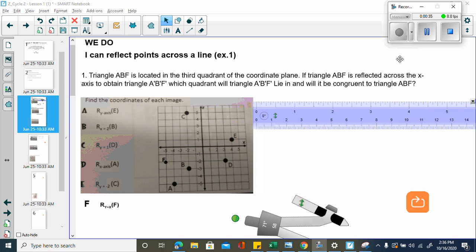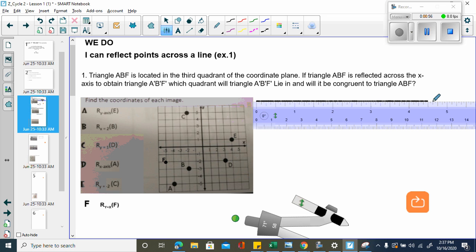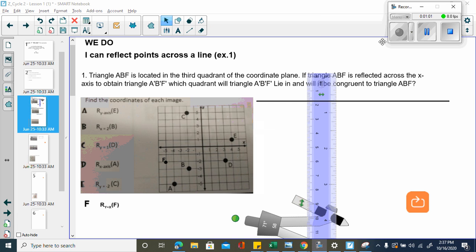We're going to start by finding the points of our pre-image triangle ABF, and we're going to set up a table and then locate the points. I'm going to use a straight edge to set up my table. I'm going to draw a straight line across the top using my straight edge, and then I'm going to rotate it 90 degrees, and use it to make some columns.